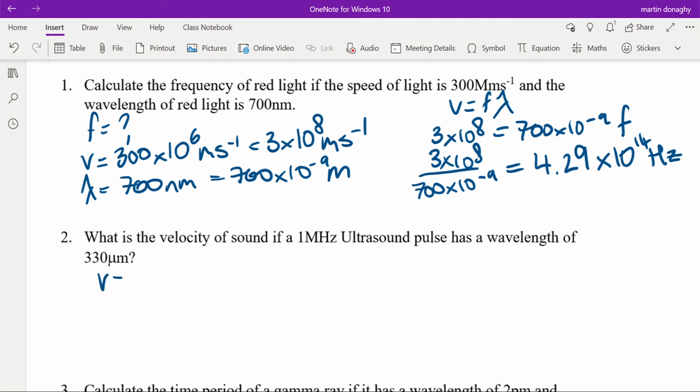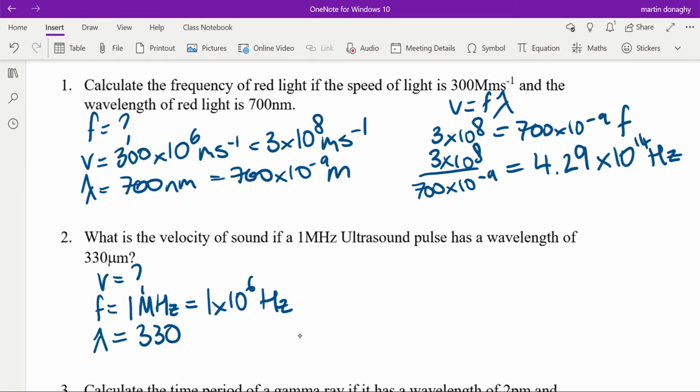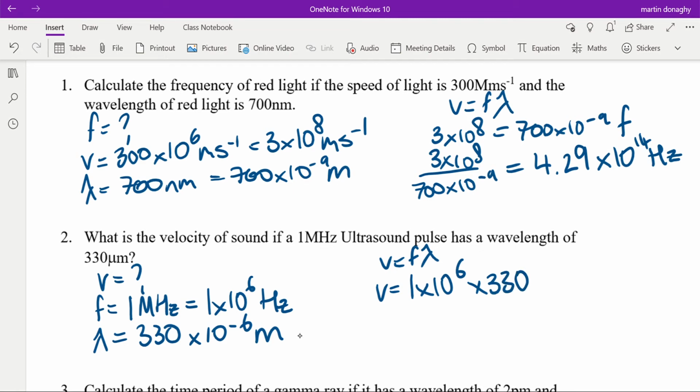Okay. What is the velocity of sound? So we're trying to find V. If a 1 megahertz, so that's the frequency, which just means 1 by 10 to the 6 hertz, has a wavelength of 330 micrometers, that's 330 by 10 to the minus 6 meters, V equals F lambda. V equals 1 by 10 to the 6 multiplied by 330 by 10 to the minus 6.